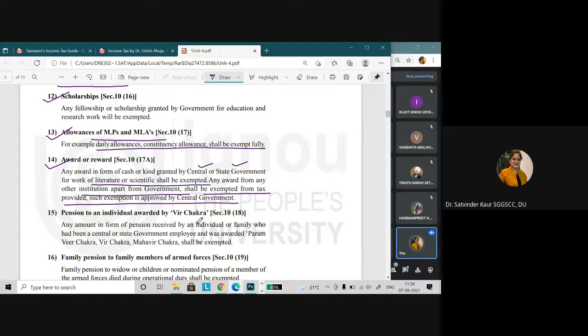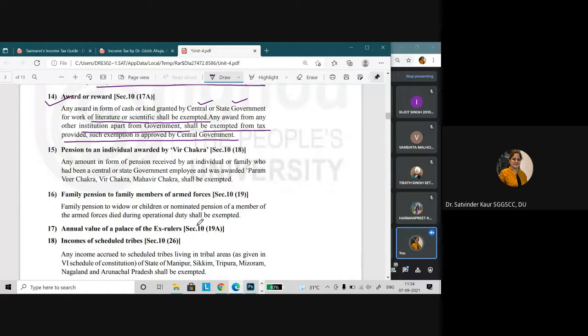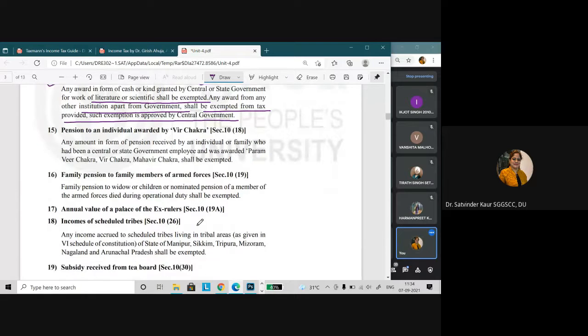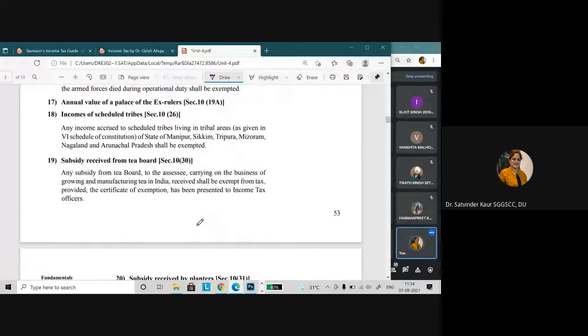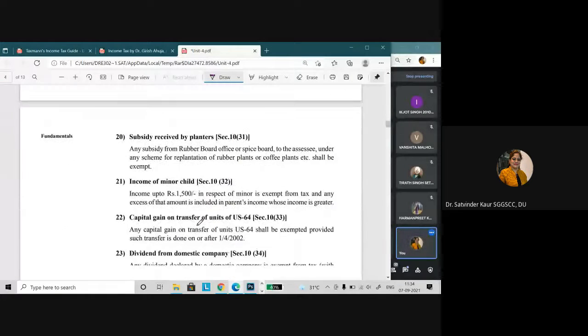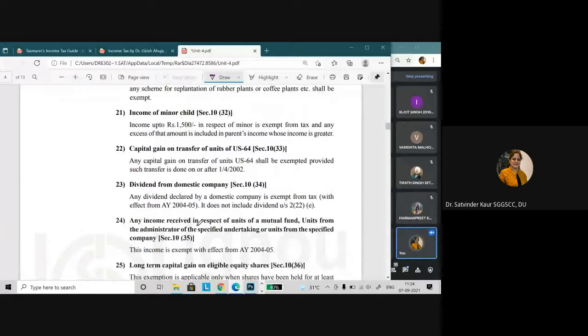So we can just read the family pension of armed forces, annual value of palace of ex-ruler, income from scheduled tribe, then subsidy received from tea board. All these are exempt from tax. Then the important point is the income of a minor child. Under the head clubbing of income we'll discuss it in detail, but we have to understand that 1500 per annum per child is exempt from tax. If you just remember, any excess of that amount is to be included in the income of the parent whose income is greater. So this will come under the head clubbing of income.